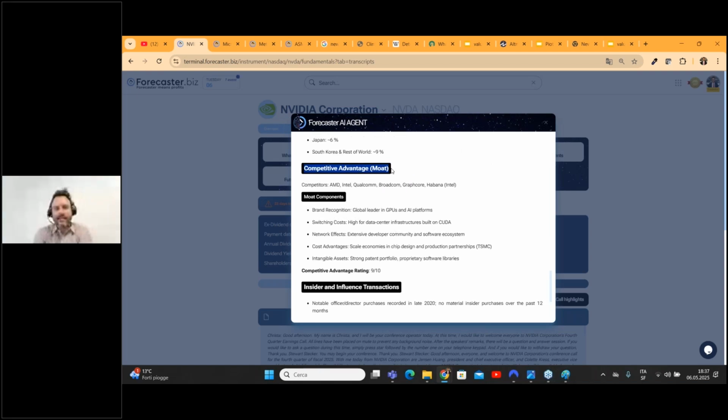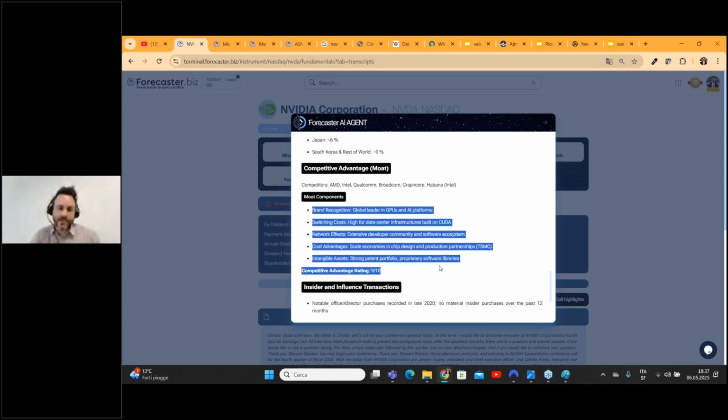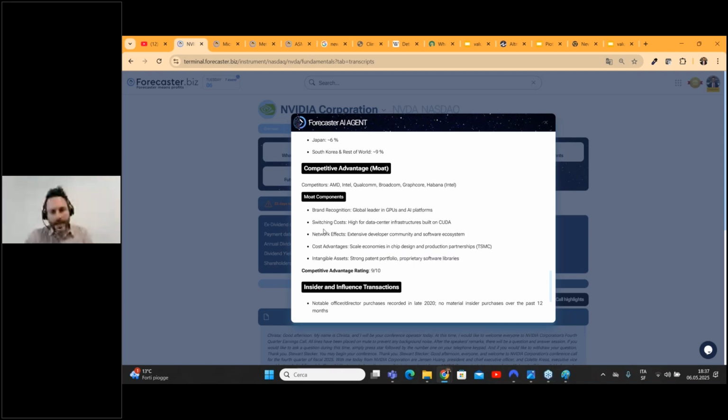This is something that was invented by Warren Buffett, the moat analysis, okay? And the artificial intelligence in this case gives you a rating for the moat, that in the case of Nvidia is 9 out of 10, which is very high. And this is very interesting because the competitive advantage is telling us something really interesting about the company we are analyzing. And it's very important to understand what kind of company we are analyzing, okay?